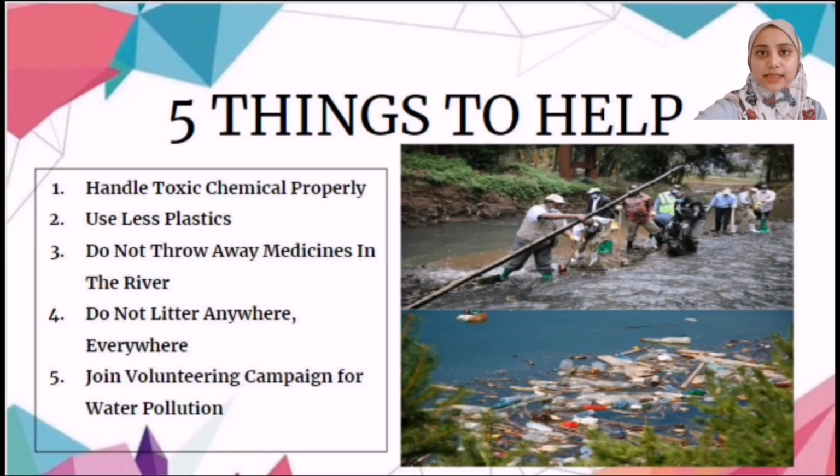Hi, Assalamualaikum. My name is Daya Mustah binti Abang Raza, and today I'll be presenting on 5 things to help get better quality water supply. Number 1, handle toxic chemicals properly. Number 2, use less plastic. Number 3, do not throw medicine into the river. Number 4, do not litter anywhere. And number 5, join campaigns raising awareness. These 5 things will eventually help us reduce water pollution in the world. It will not overcome it 100%, but it will help us reduce water pollution and get a good water supply.